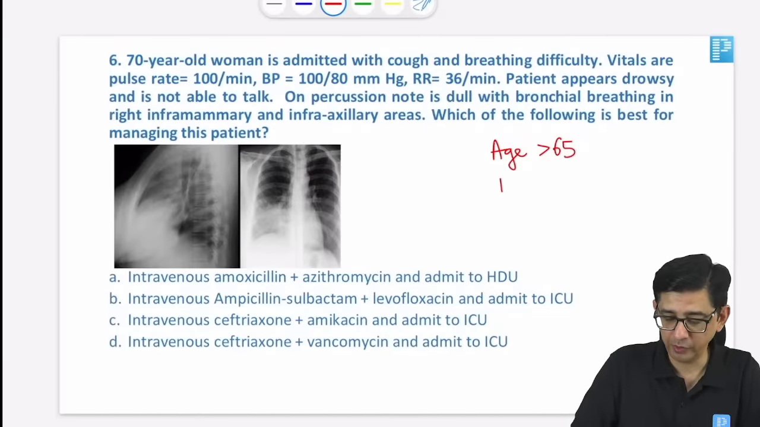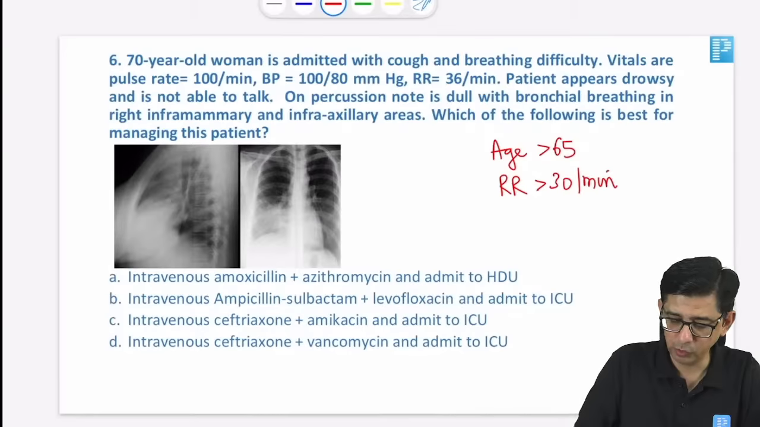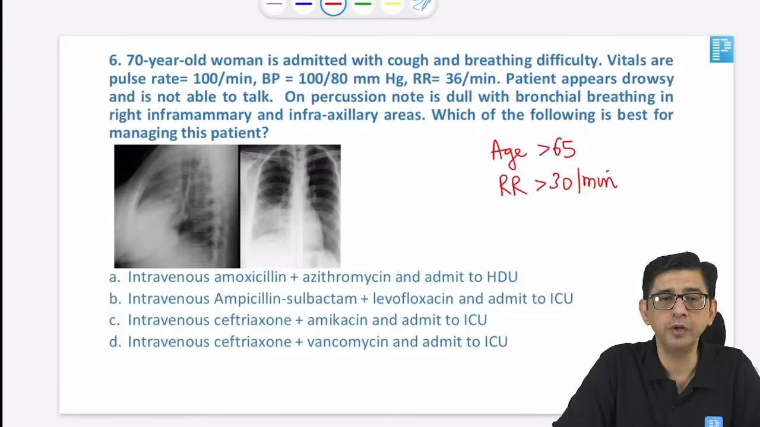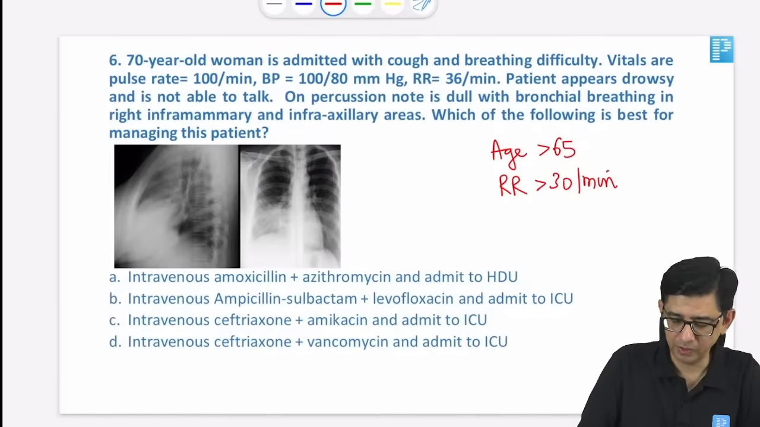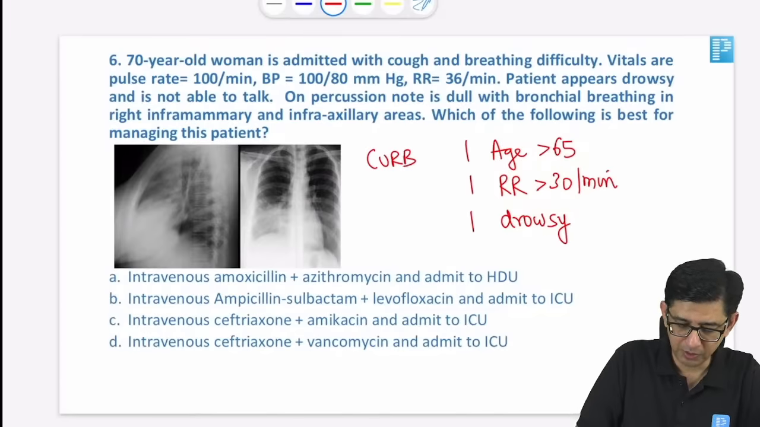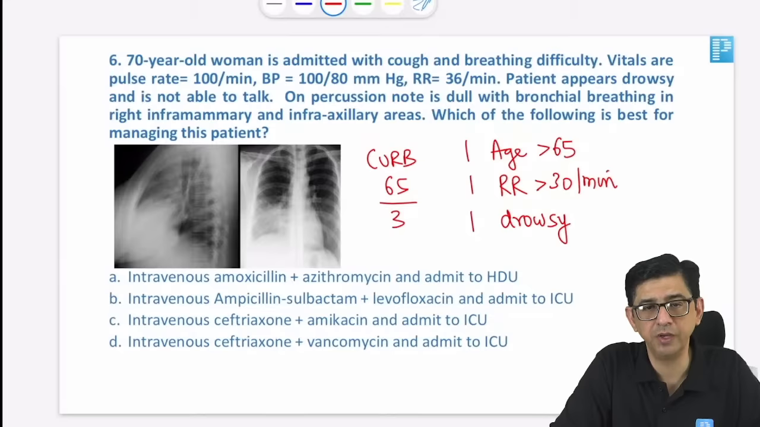Then the respiratory rate of the patient is more than 30, so that makes it a score of 2. Considering that the patient is drowsy and is not able to talk, I'll add another point. Ideally there should be words documented like confusion, disorientation, but since the patient is drowsy because of hypoxia, I'll say the CURB-65 score of this patient is a total of 3. Considering that the total value is 3, the patient will need admission into the intensive care unit.